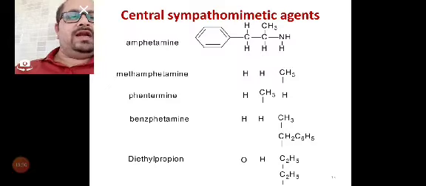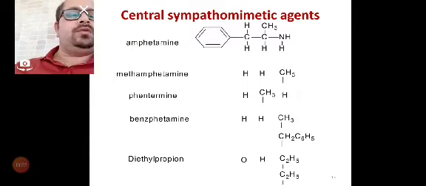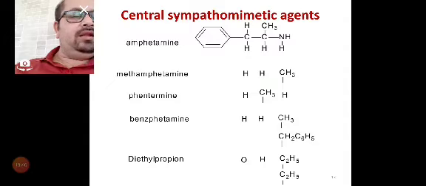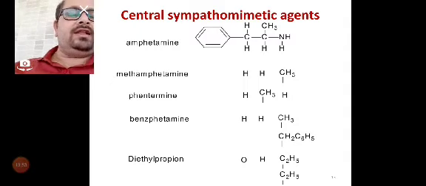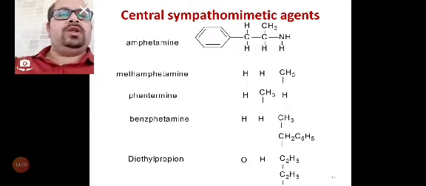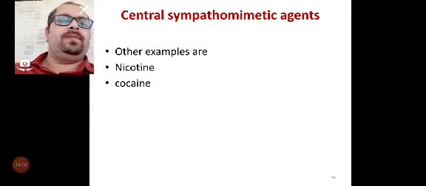The next derivative of a central sympathomimetic agent is diethylpropion. In diethylpropion, there is a carbonyl functional group, the second carbon contains only the methyl, and the nitrogen is substituted with N,N-diethyl, and the rest of the structure is the same as amphetamine. What is the structural difference between amphetamine and diethylpropion? The nitrogen is disubstituted with diethyl, and one carbon from the alkyl chain is substituted with the carbonyl. This is the structure of diethylpropion.